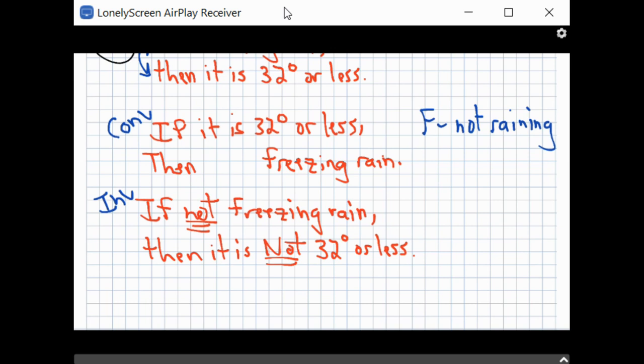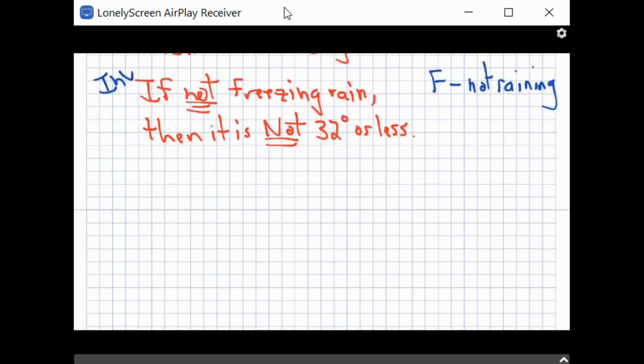Remember, that's going to be just like the converse. Converse and inverses go together for truth values. So that's false. No, it could just not be raining. It could be that there's nothing falling and there's no freezing rain, but it could still be colder than 32 degrees. So you can usually use the same counterexample for both the converse and the inverse. All right, so let's just do the contrapositive now.